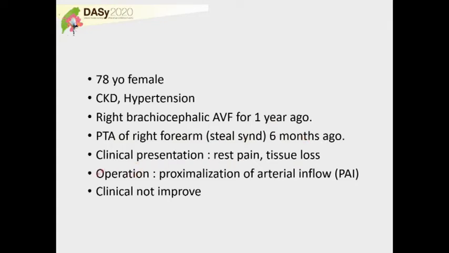We decided to perform surgical correction. We performed proximalization of arterial inflow, but the clinical picture did not improve, and we decided to perform PTA again. On angiography, you can see good flow to the radial artery, but for the ulnar artery, you can see recoil and reocclusion. Then we advanced the wire and used a scoring balloon, AngioSculpt balloon 2.5 millimeter, to perform angioplasty.